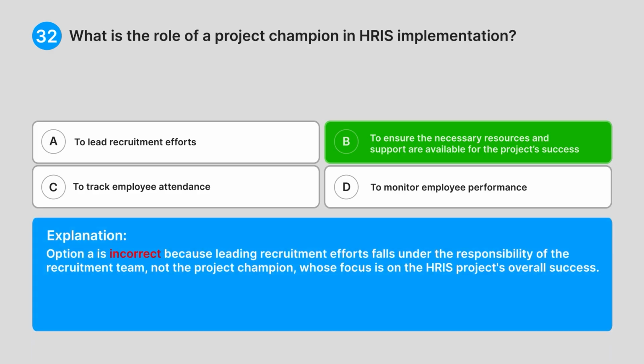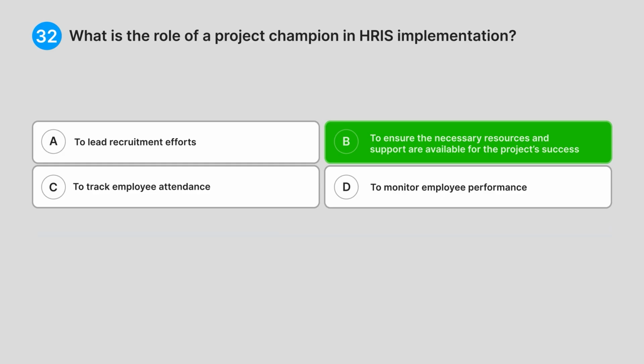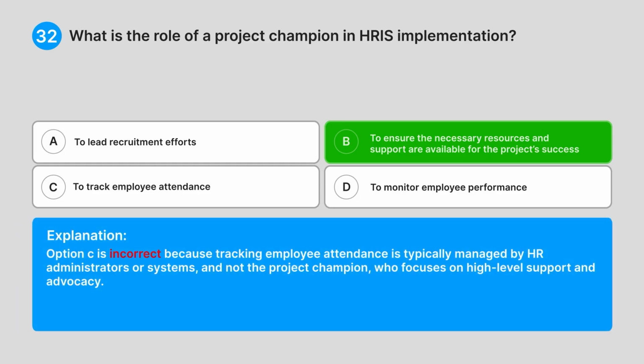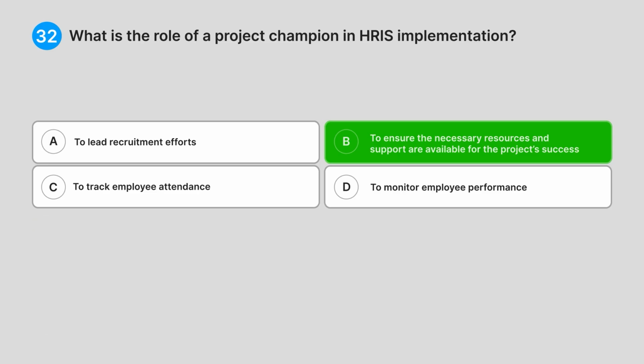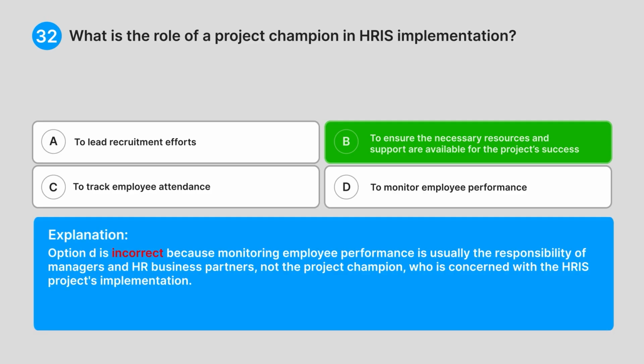Option A is incorrect because leading recruitment efforts falls under the responsibility of the recruitment team, not the project champion, whose focus is on the HRS project's overall success. Option C is incorrect because tracking employee attendance is typically managed by HR administrators or systems, and not the project champion, who focuses on high-level support and advocacy. Option D is incorrect because monitoring employee performance is usually the responsibility of managers and HR business partners, not the project champion, who is concerned with the HRS project's implementation.